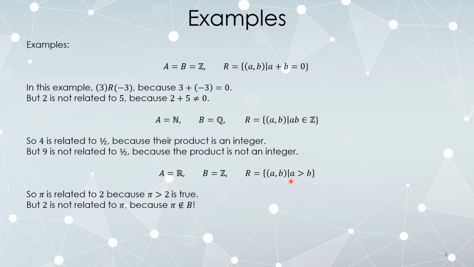But 2 is not related to pi, and it's not just because 2 isn't bigger than pi. Specifically, there's a right and a left notation here. The first number has to be real, the second number has to be an integer. I can't say 2 is related to pi because pi isn't even an integer, so it's not even a candidate that could have been in the product set A times B. It was never going to be in any relation between them.